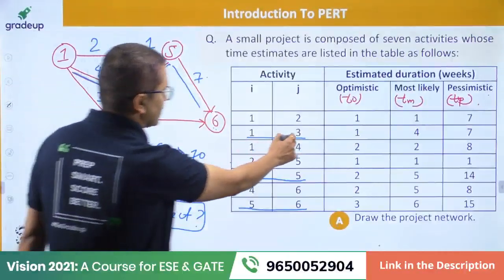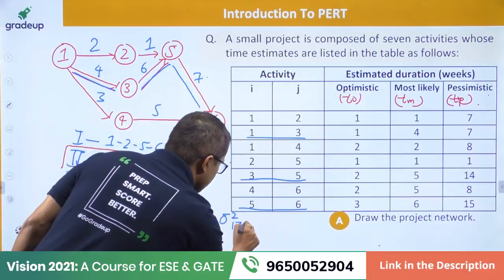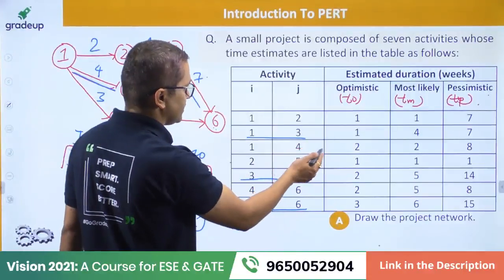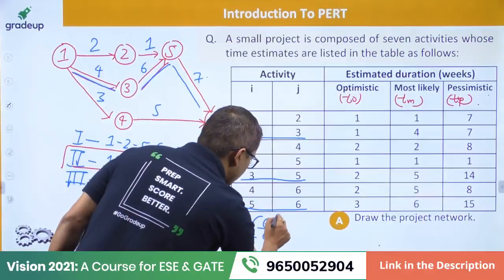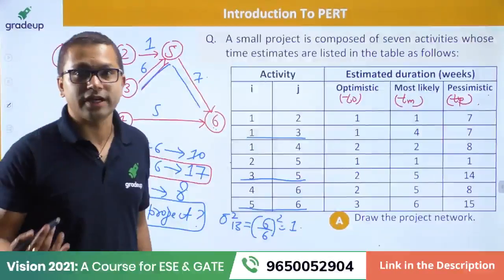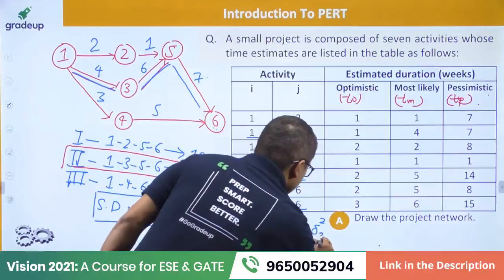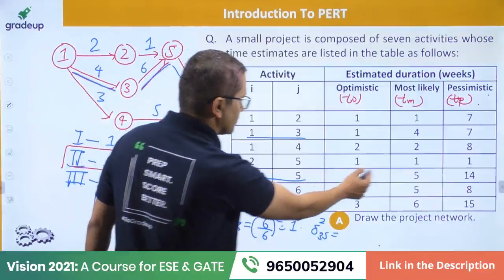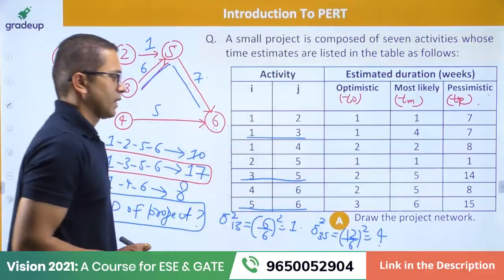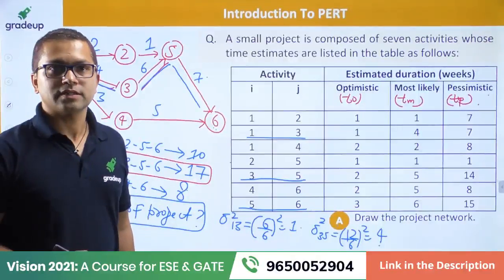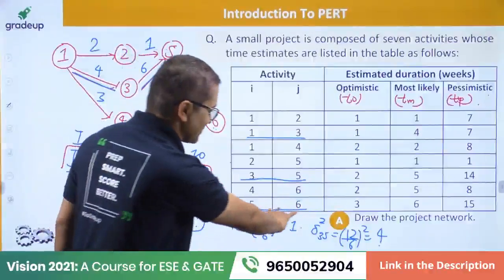All right, so for 13, just calculate the variance. Sigma square 1,3 is nothing but (TP minus TO) upon 6, whole square. So 7 minus 1, that is 6, upon 6 whole square, that is 1. I had given you a formula for that. Sigma square 3,5 is 14 minus 2, that is 12, upon 6 whole square, that is 4. Are you able to see this, or should I write on the next page? Is this clear to you guys? I don't think it's clear.